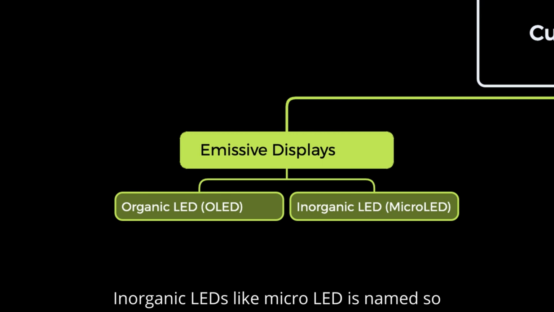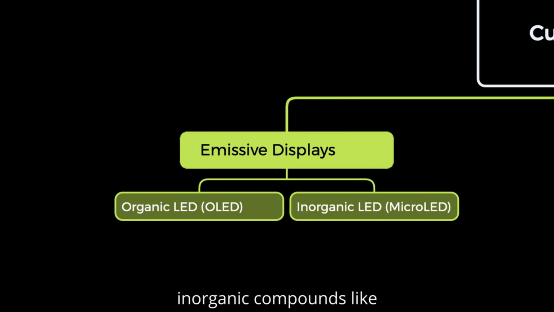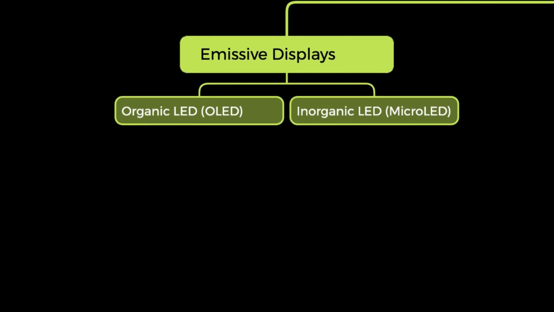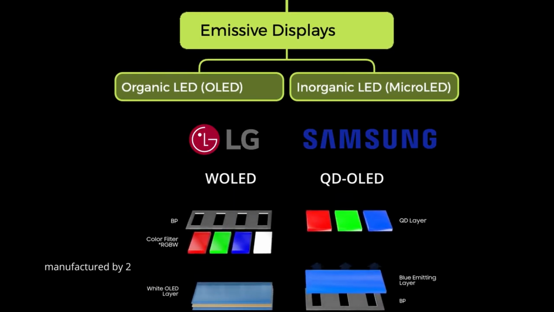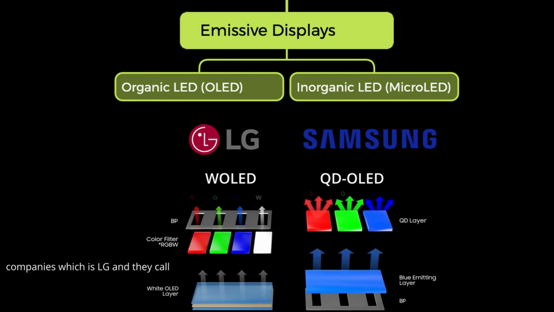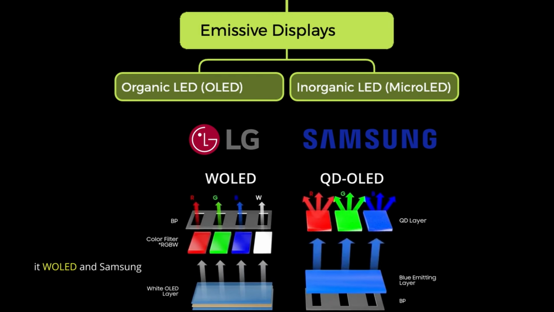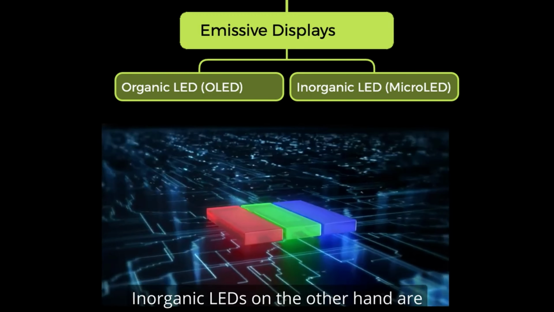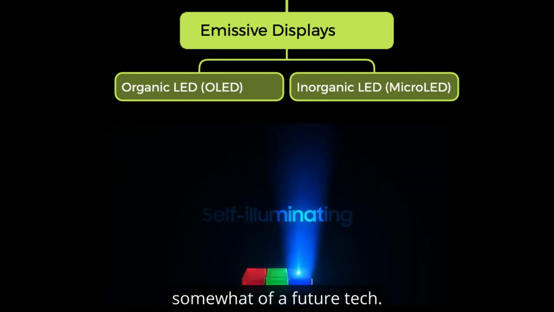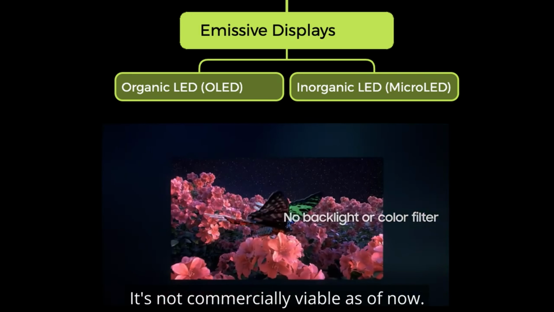Inorganic LEDs, like MicroLED, are named so because they have inorganic compounds like gallium nitride in them. OLEDs, on the other hand, are only manufactured by two companies: LG, which calls it W-OLED, and Samsung, which calls it QD-OLED. Inorganic LEDs, on the other hand, are somewhat of a future tech. It's not commercially viable as of now.